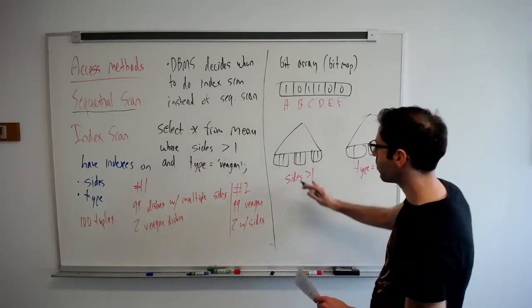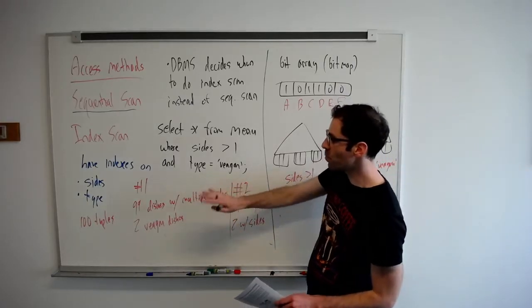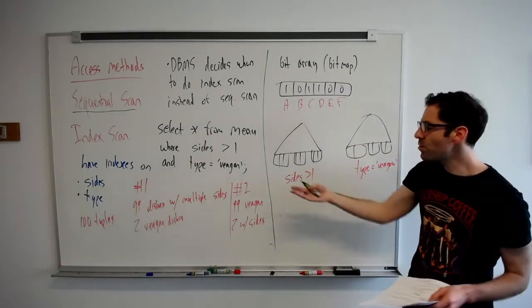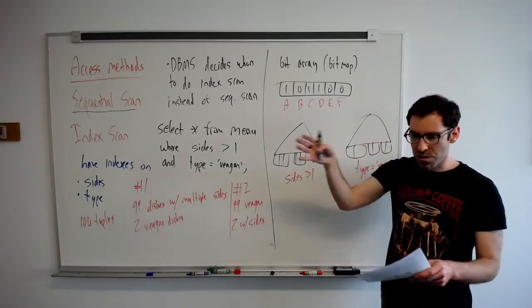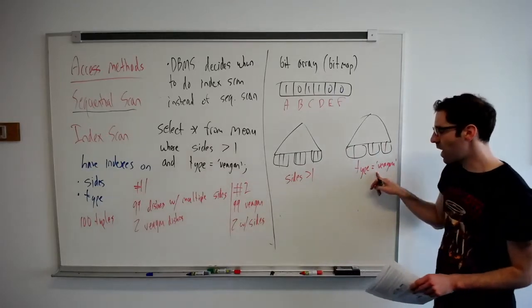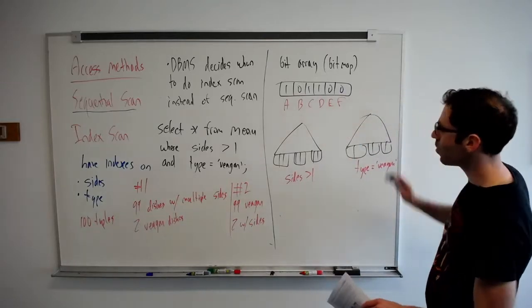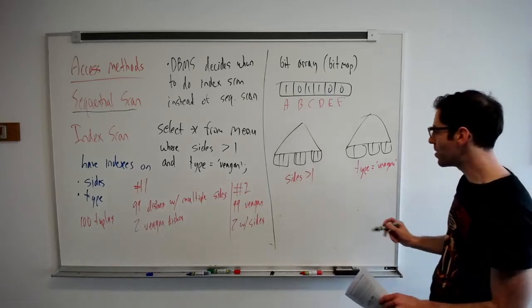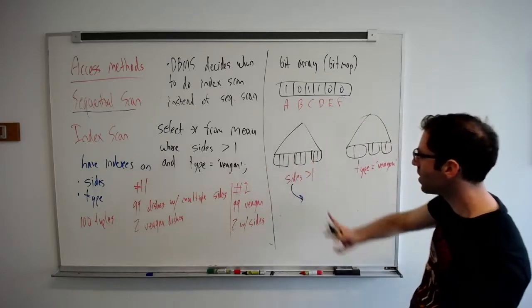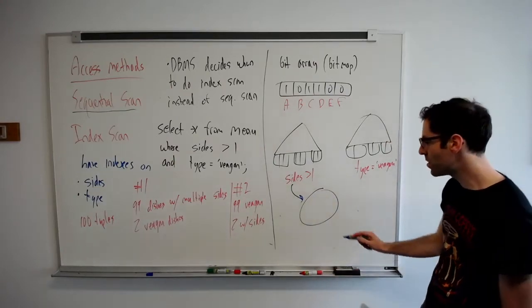So let's say that we had tuples 100 through 200, then we'd have a bitmap of 100 entries, and one index scan would set the ones for those tuples that had sides greater than 1. The scan of type would have a separate bitmap that would set the ones for tuples where type is equal to vegan.